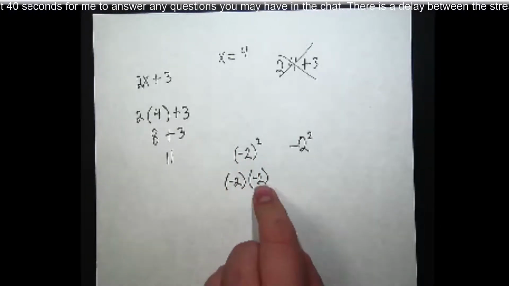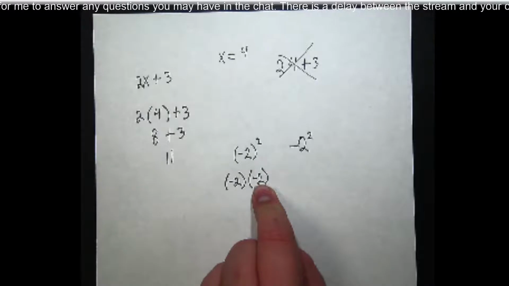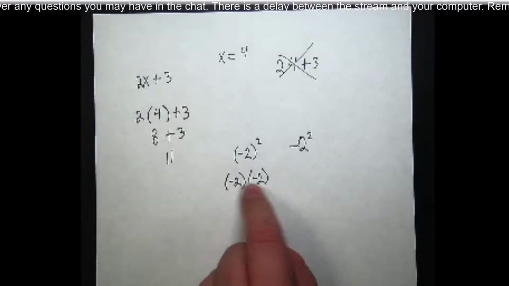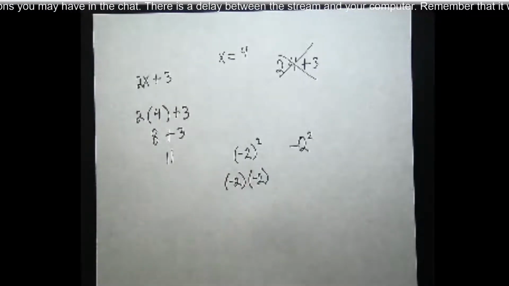So, we have negative 2 times negative 2. 2 times 2 is 4. Negative times a negative is a positive. So this comes out to be positive 4.